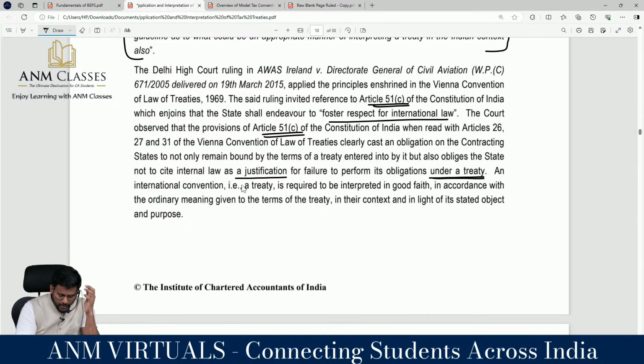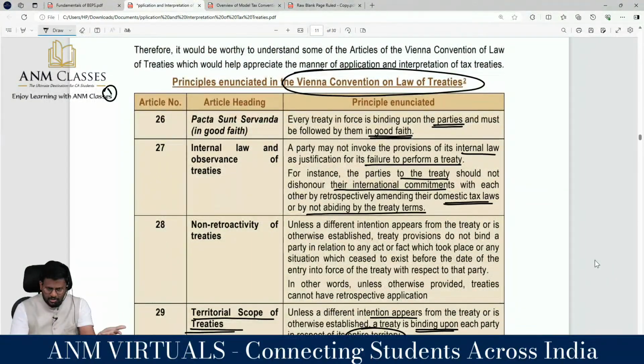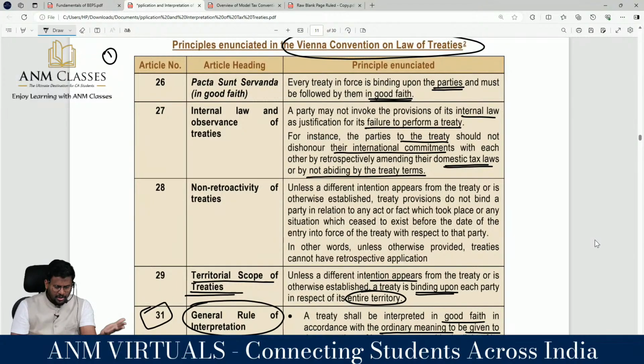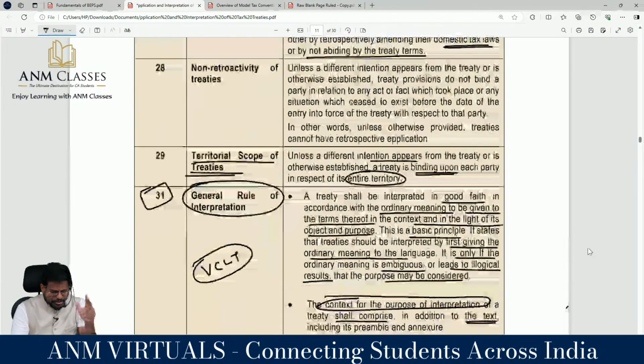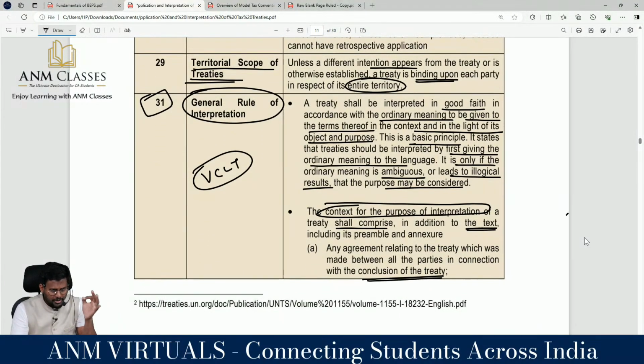An international convention, that is a treaty, is required to be interpreted in accordance with the meaning given to the terms of the treaty in their context and in light of its stated object and purpose. Sir, I am not going to read this once again because we have already read it. Pacta sunt servanda means internal law should not defeat the treaty. Sir, it should be applicable on a prospective basis. Sir, nothing has been said, it is applicable to the whole of India. General rule of interpretation is you have to give the ordinary meaning.